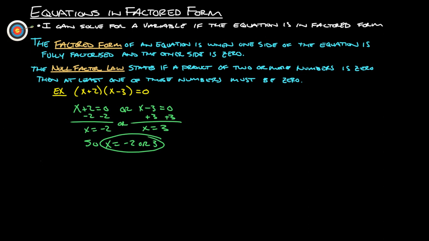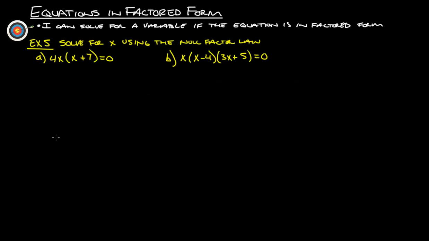Let's take a look at some examples. Example 5: solve for x using the null factor law. It's nice because these are already factored for us. So either this has to equal 0 or this has to equal 0. So we say 4x, how does that equal 0? And we also do x plus 7, how does that equal 0?